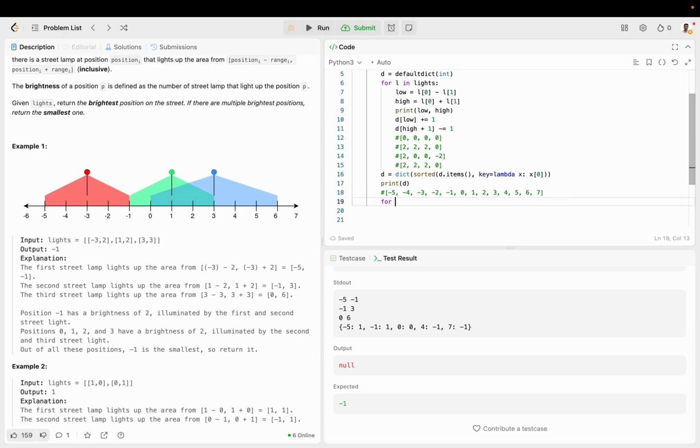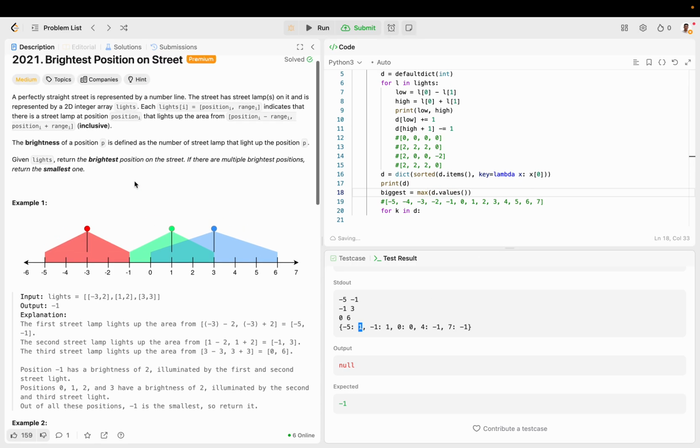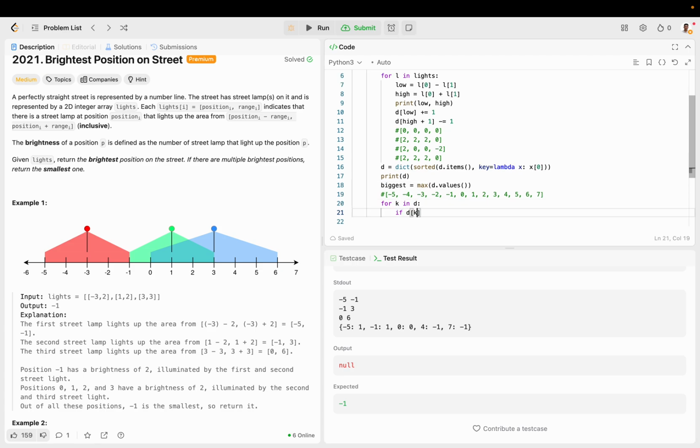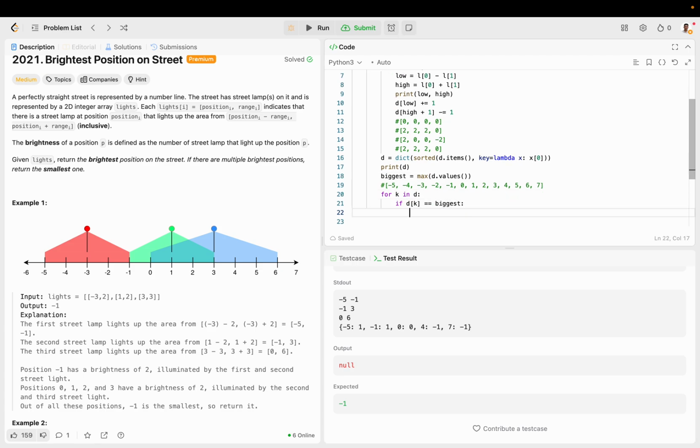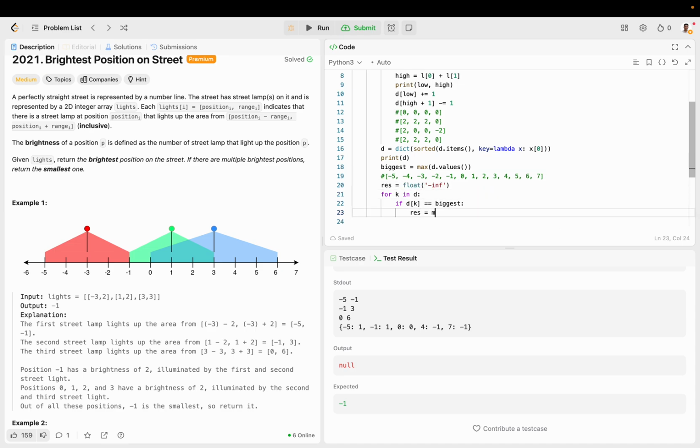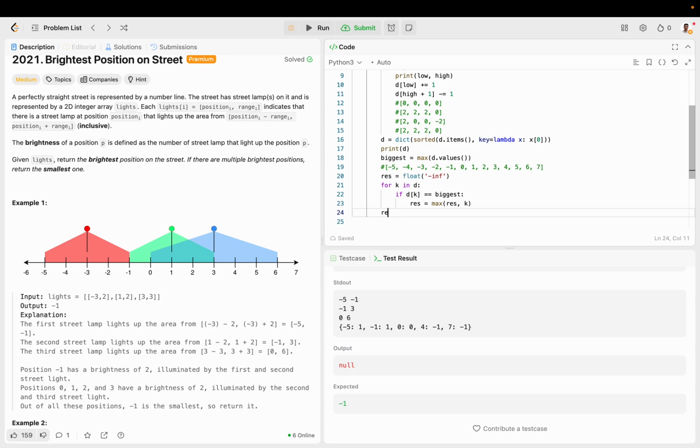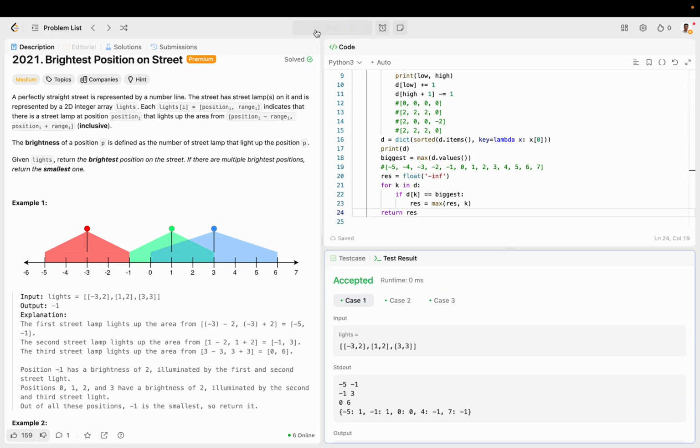So now what we can do is just iterate over the dictionary. Well, let's say biggest is max d.values. So we're looking for that 1. This description is a little off. We're looking for that 1. And then for if dk is equal to biggest, right, the value of the current key is equal to the biggest, then we know it could be a possible answer. So result is float of negative infinity because we're looking to maximize that. So result equals max of result and k, which is the current key. So we're going to see -5. We're going to see -1, and -1 is bigger than -5. So at the end, we can just return -1, I think.